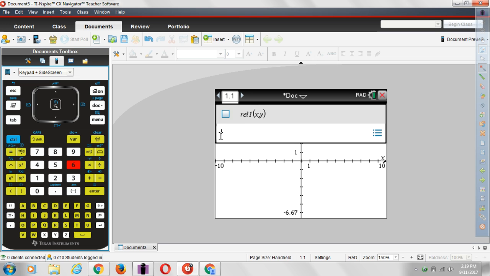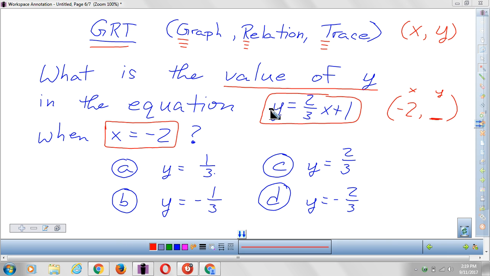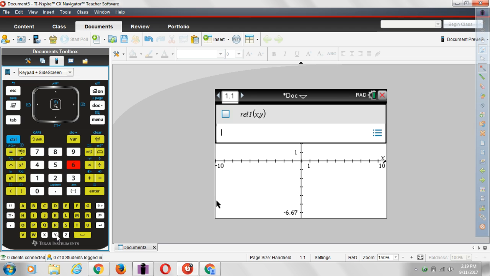And now, in this box right here, see it says relation, and there's my ordered pair. I need the letter X, and I need the letter Y. Okay, so the relation is the equation. Y equals 2/3 x plus 1. So I'm just going to copy that in. Y equals, now to put an empty fraction, please remember that you can press Control, Divide, and there you go. You've got your empty fraction.